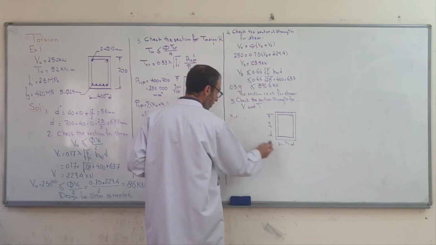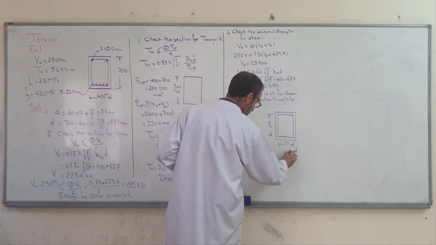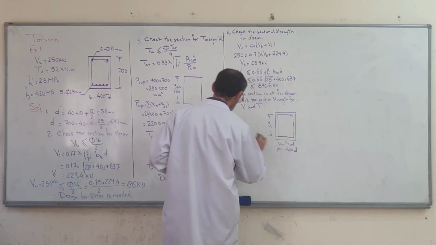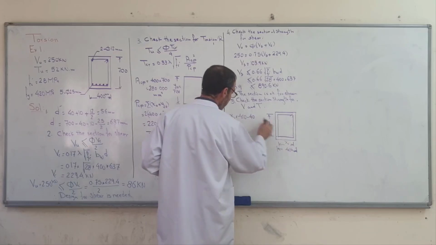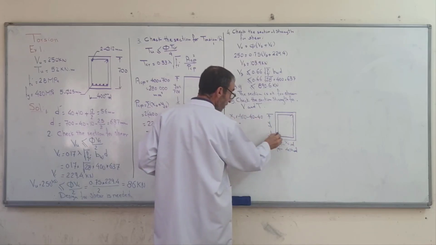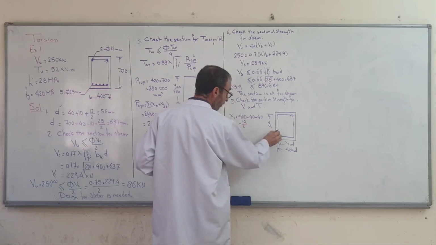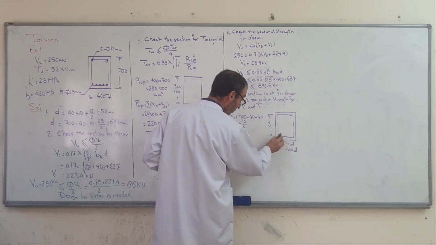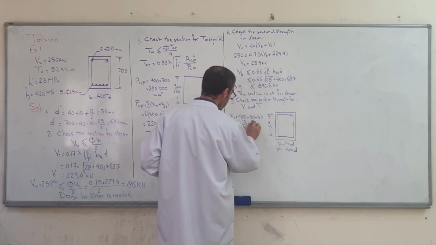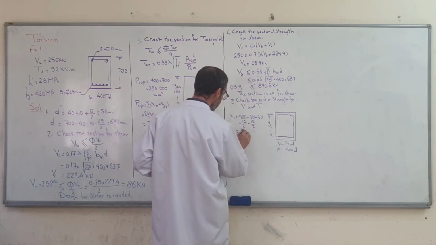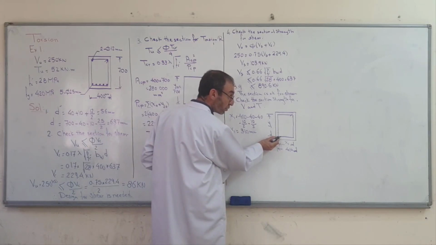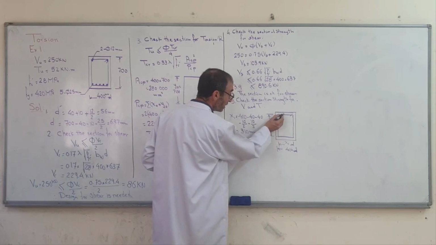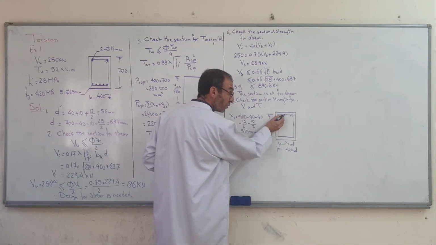x1 is totally 400, minus cover, minus the stirrup 10 over 2 on the left, and 10 over 2 on the right, going to the center of the stirrup, center of the stirrup to center of the stirrup. X1 is then calculated in millimeters. Y1 is also the same idea: cover plus stirrup 10 over 2 plus bar diameter over 2. We can directly use the center-to-center dimension.